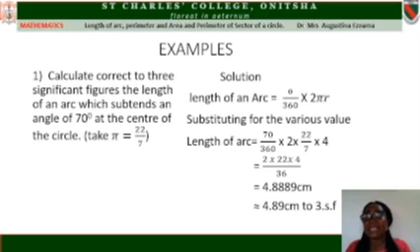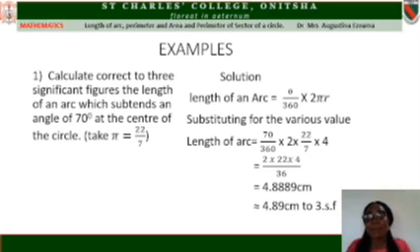When you multiply out, you get 4.8889 cm. Remember, you divide by 36. So you multiply out the product of 2, 22 and 4, and you divide everything you got by 36. So after dividing by 36, you get 4.8889 cm. Now you bring in the idea of significant figures.